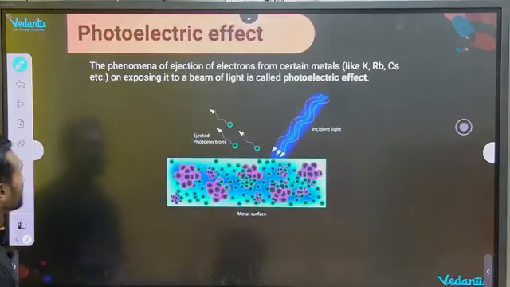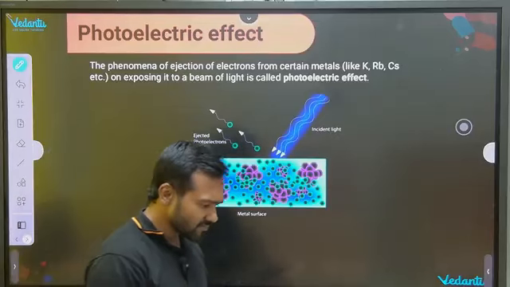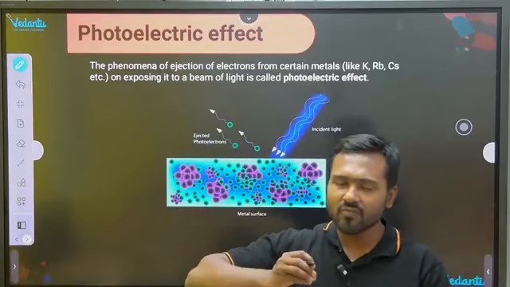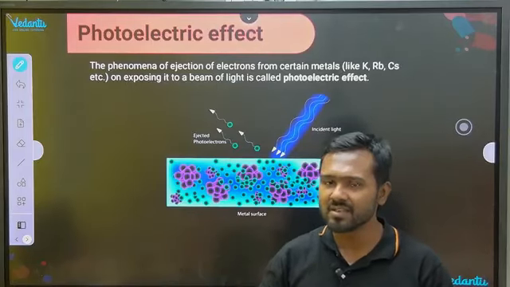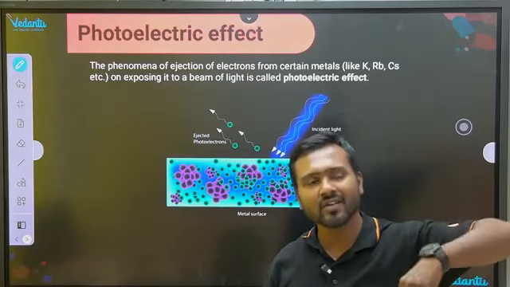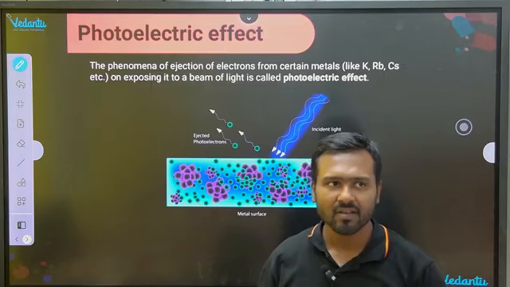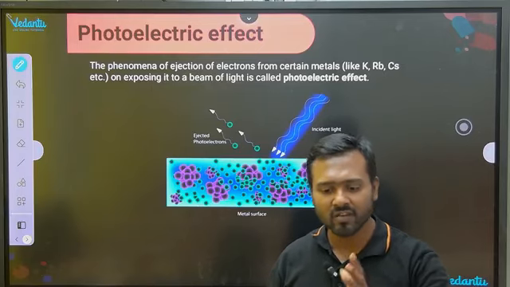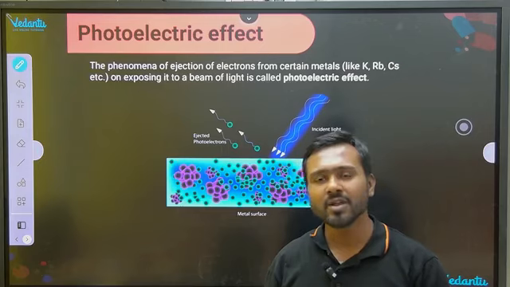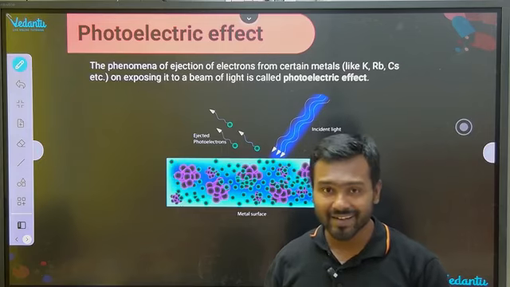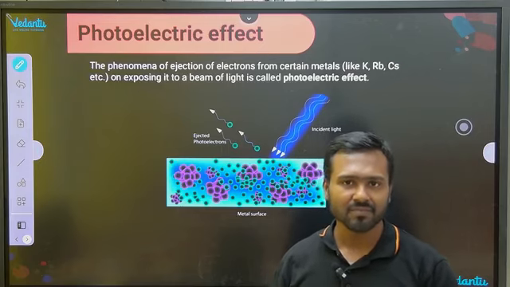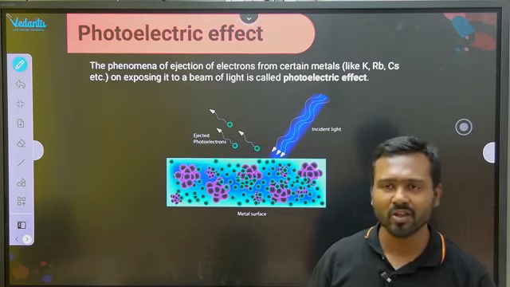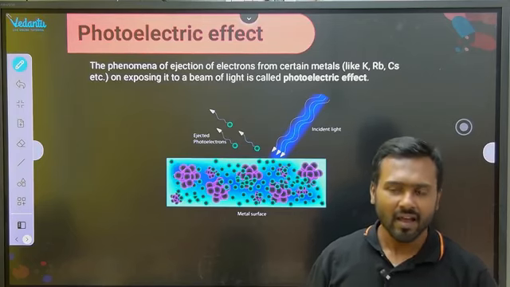Next one, photoelectric effect. Photoelectric effect means ejection of electrons from a metal surface when light of suitable frequency falls on it. Not any light will eject electrons; it should have frequency greater than the threshold frequency. Then the electrons will come out. Ejected electrons are called photoelectrons.